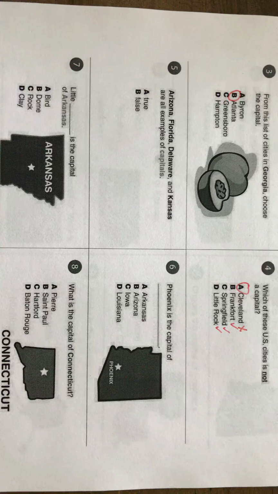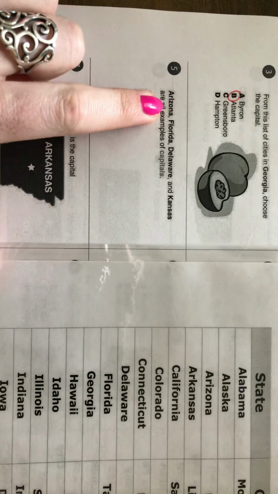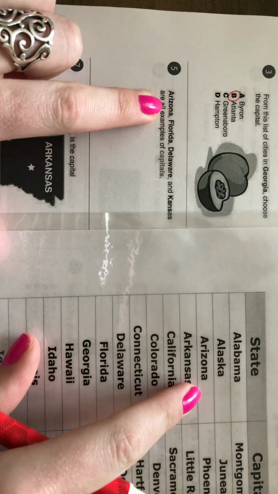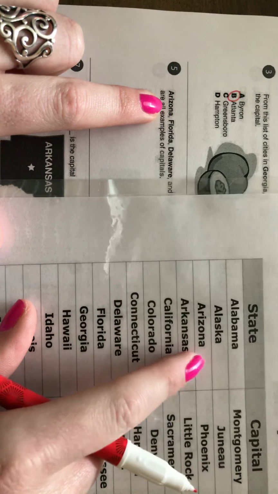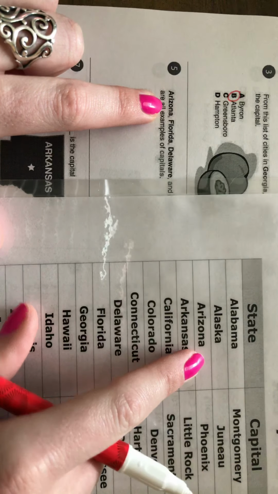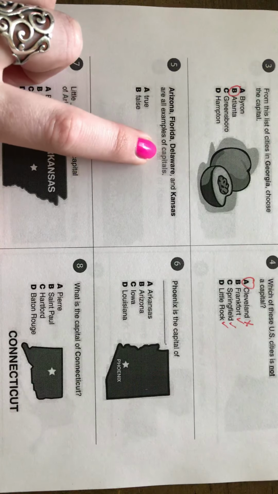Number 5, Arizona, Florida, Delaware, and Kansas are all examples of capitals. True or false? Okay. So let's start with Arizona because that's first. Also, it is in the A's, and that'll be first on our list. Okay, Arizona, is that a state or a capital? It's in the state column. So is Florida. So is Delaware. And Kansas. So no, these are not capitals. They are the names of states. So this is false.